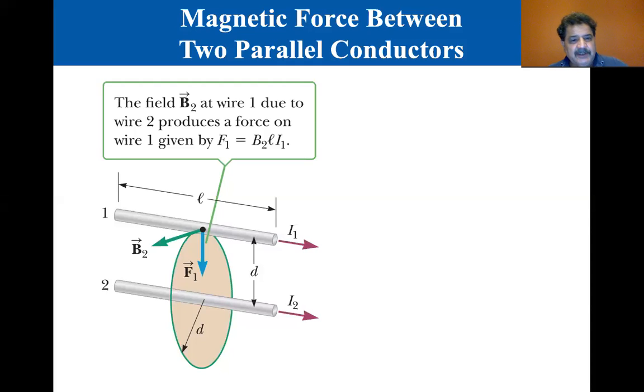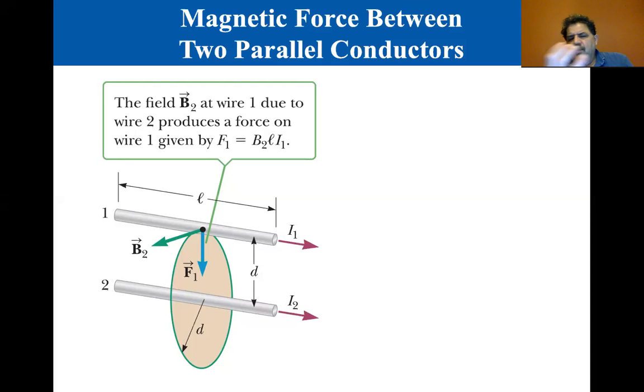All right, we are at 19.8, magnetic force between two parallel conductors. Let's get right to the PowerPoint. And you're going to see, now we're going to look at the current in I2.